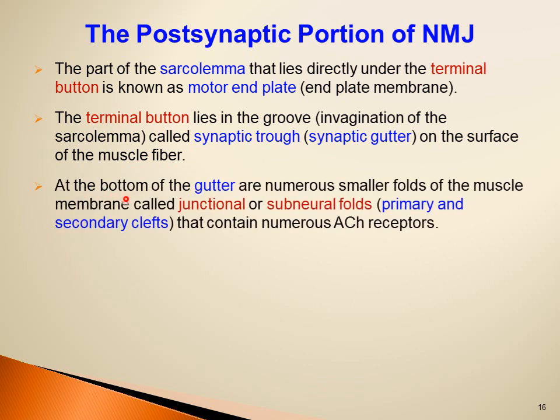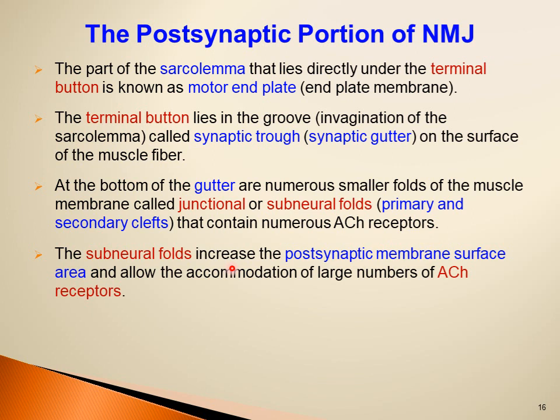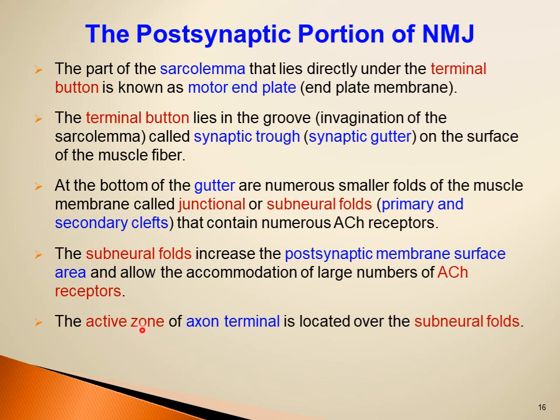At the bottom of the gutter are numerous smaller folds of muscle membrane called junctional or subneural folds, and they are primary and secondary clefts that contain numerous acetylcholine receptors. The subneural folds increase the postsynaptic membrane surface area and allow the accommodation of large numbers of acetylcholine receptors. The active zone of the axonal terminal is located over the subneural folds, as we have seen in one of the previous slides.